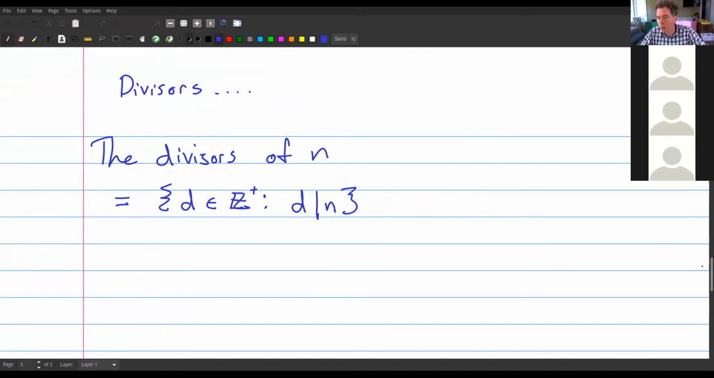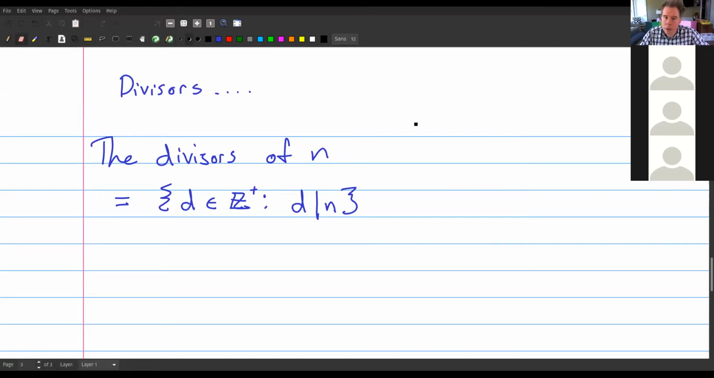So let's consider this. 2 divides 6, right? And that's because 6 is equal to 3 times 2. But also, -3 times -2 is also equal to 6. And so it's also true that -2 divides 6. So anytime a number has a divisor, there's a positive one and a negative one. So we'll just write the positive ones.